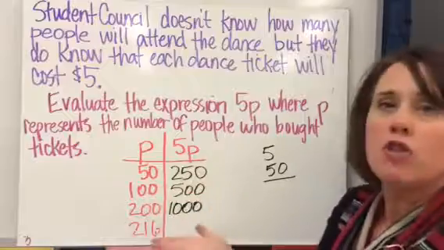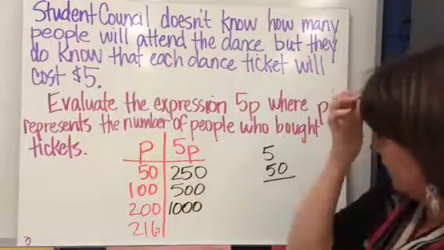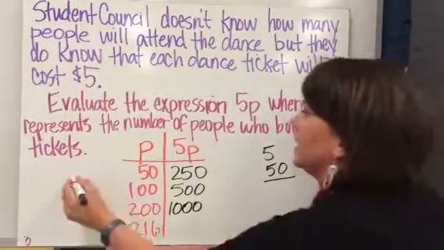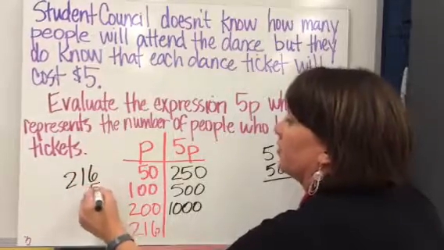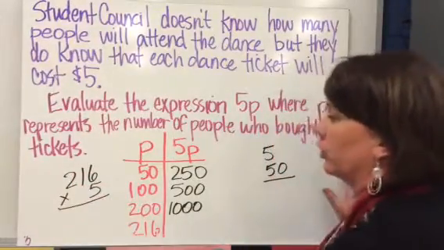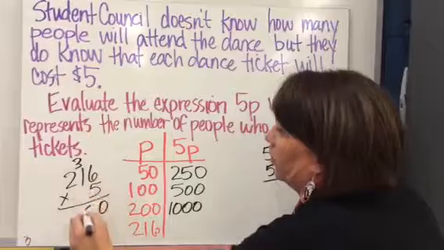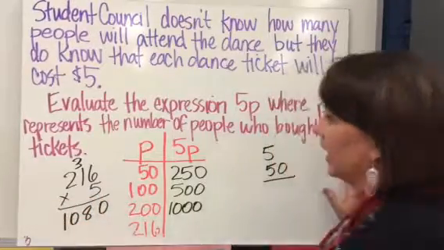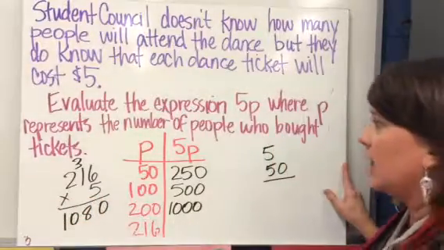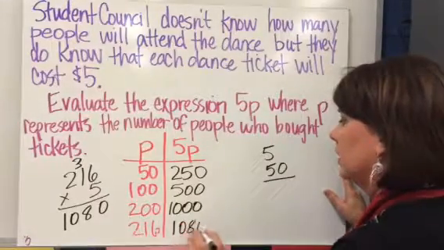And then let's say 216 people buy tickets for the dance. I'm going to do 216 times 5. Each dance ticket is $5. So I'm going to work that problem, and I get $1,080.